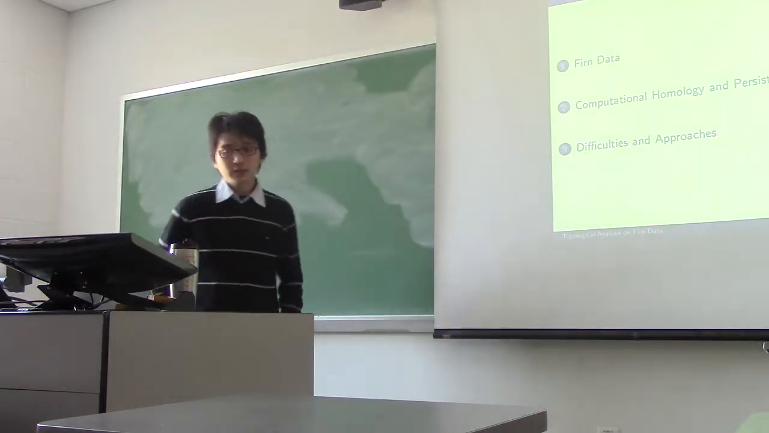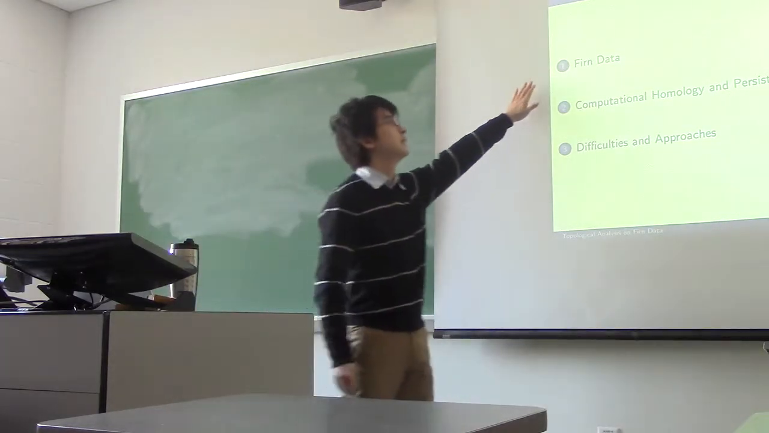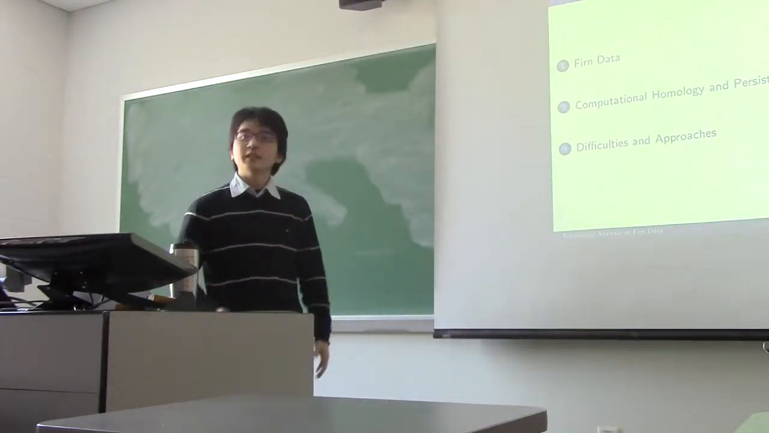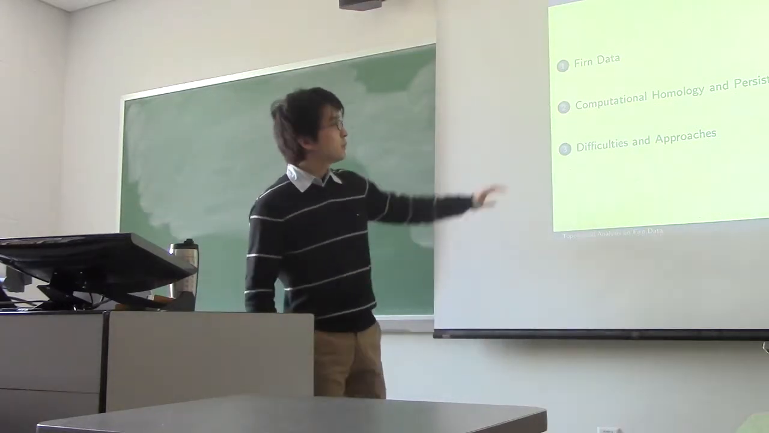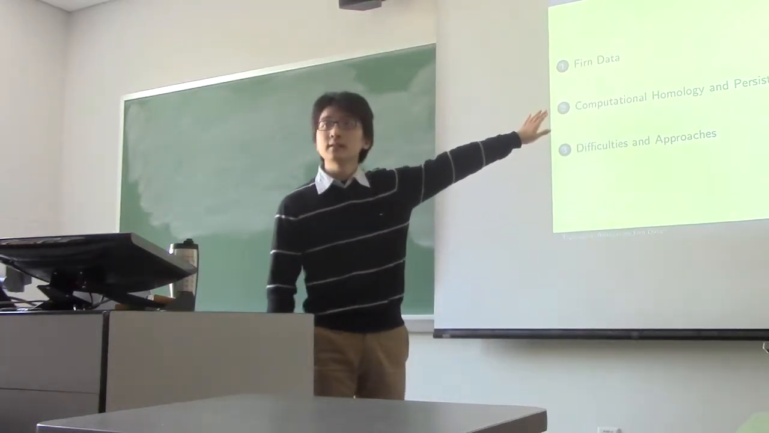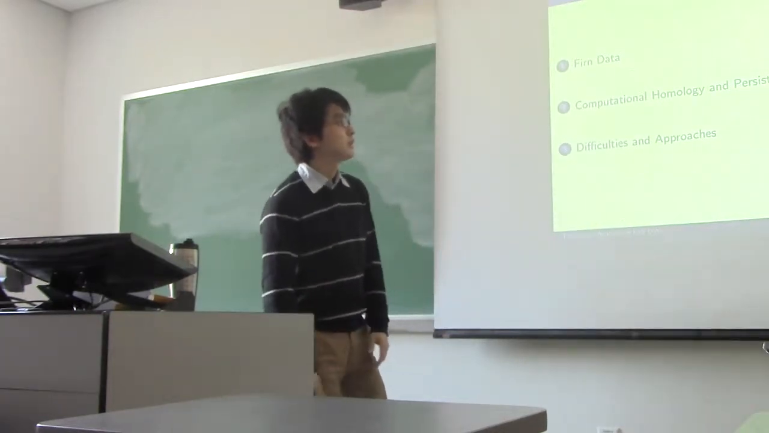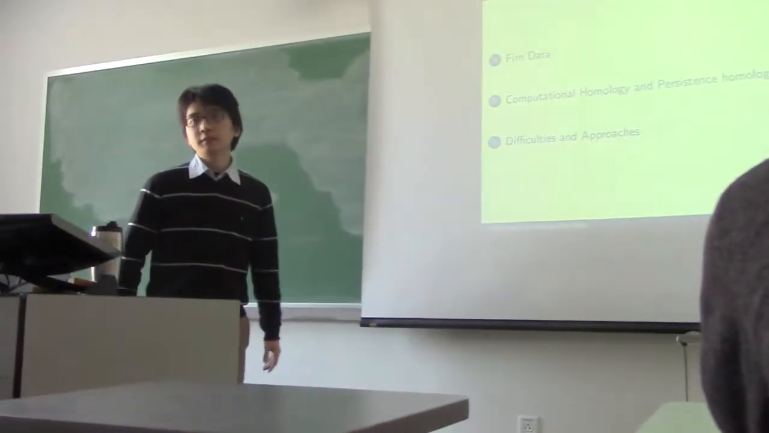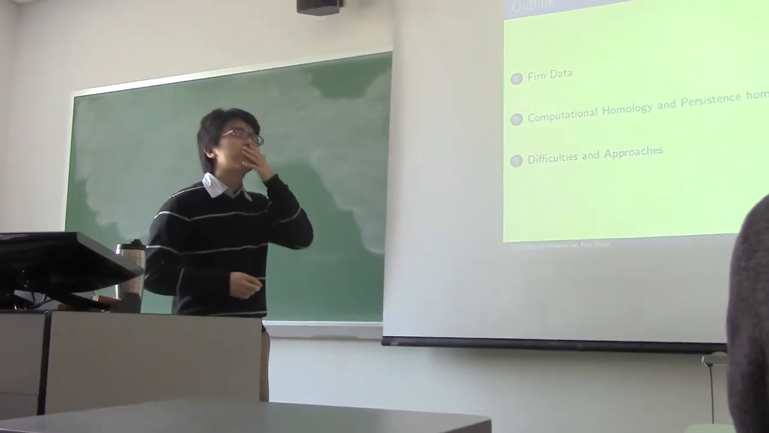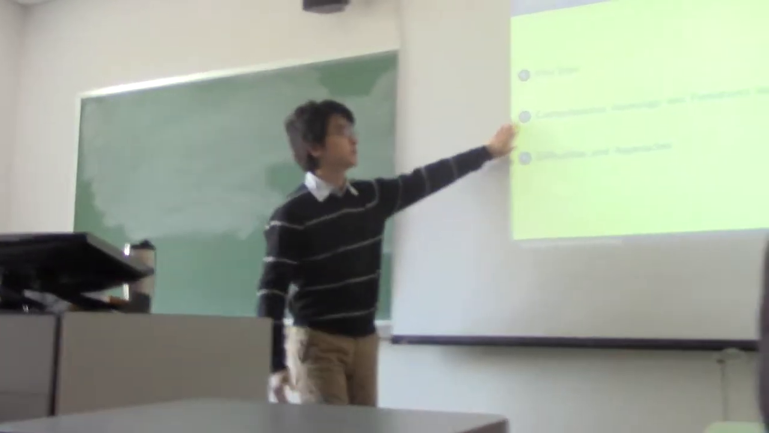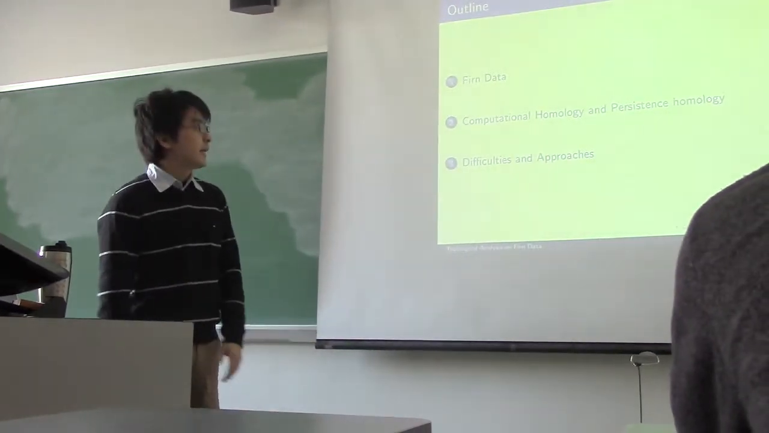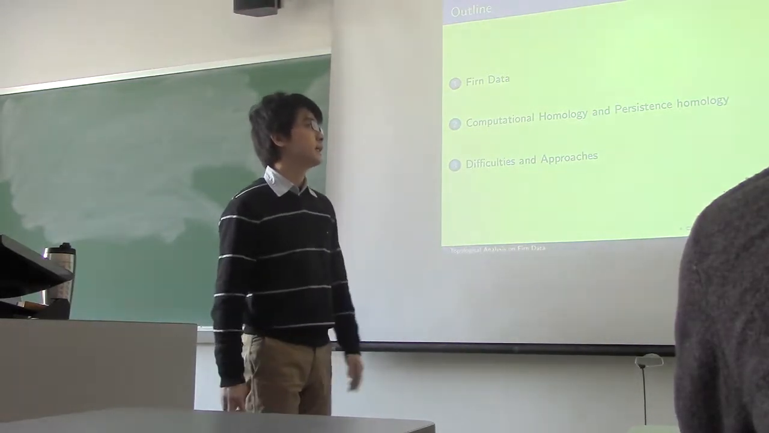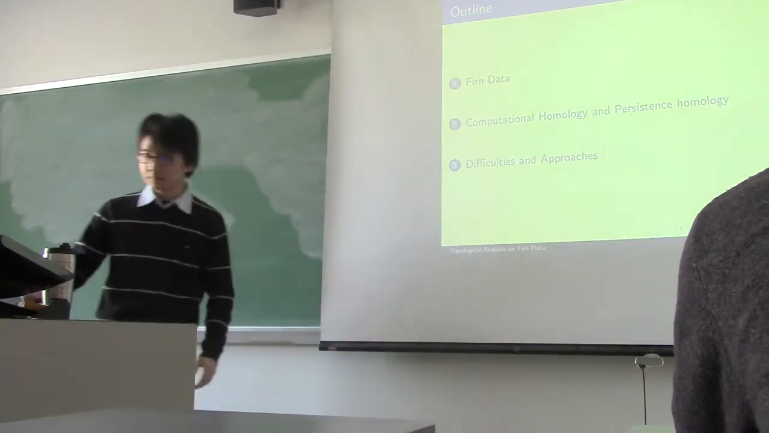All right, so this is the outline. We're going to talk about the Firn, so I will give you a very brief introduction on Firn. I'm not an expert on Firn. And then we will talk about our tools to study this Firn, called computational homology and persistent homology. I will give you a very brief introduction, so I hope you won't be scared by those very abstract words. And then we will show you what the difficulties are and what approach we take to attack this problem.